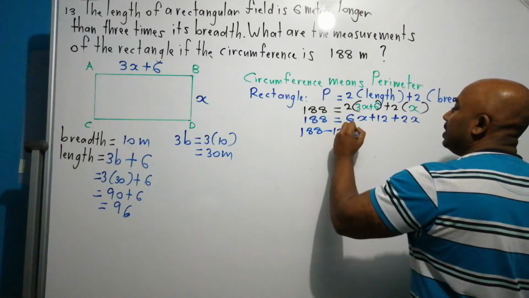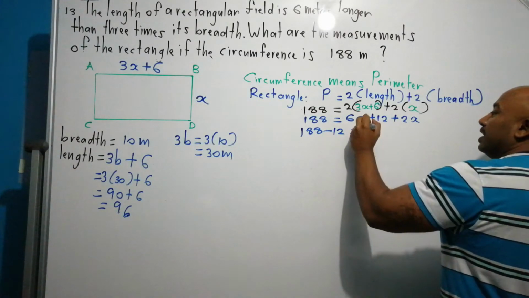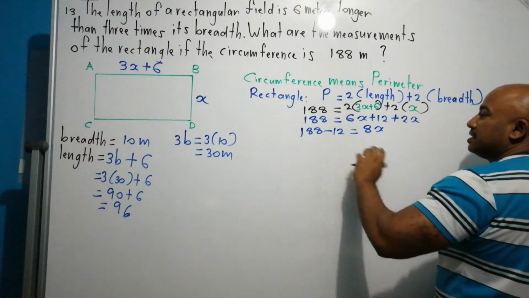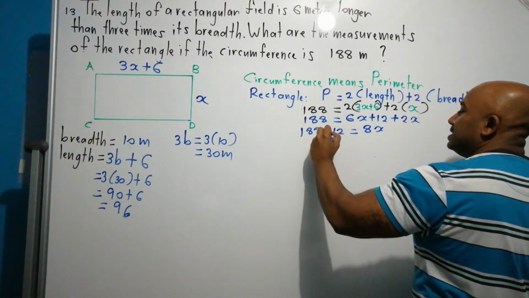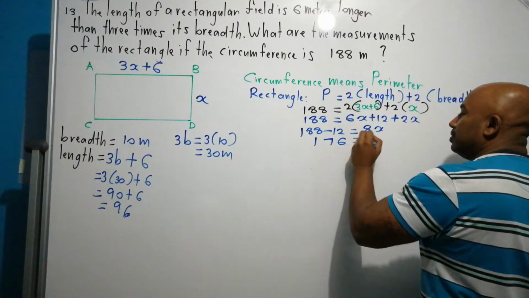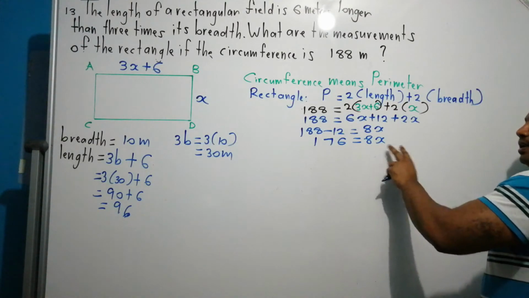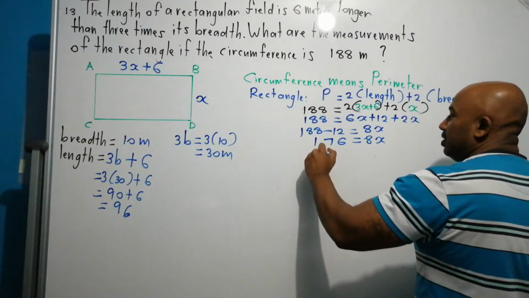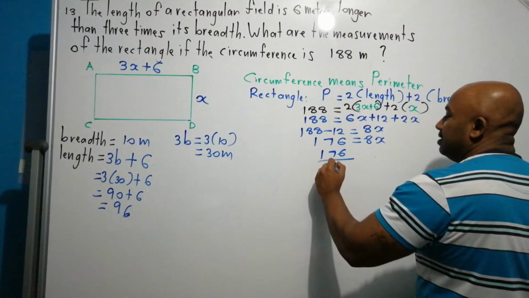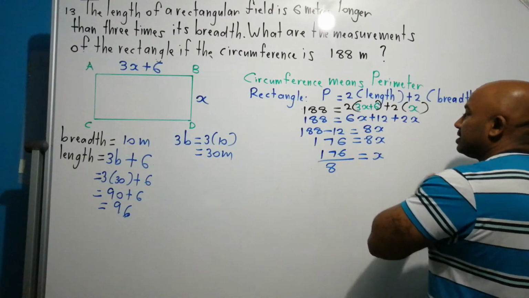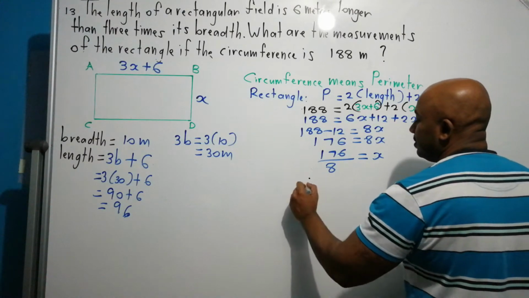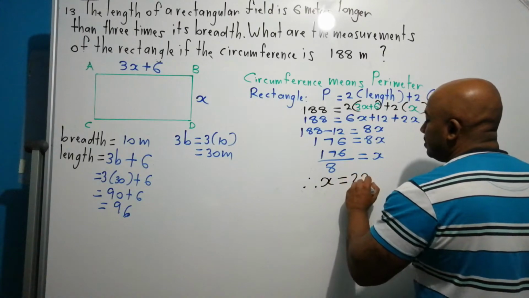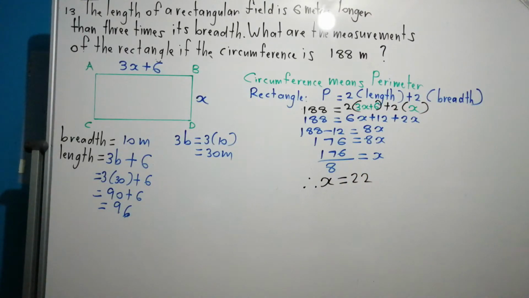So now I have 188 minus 12 is equal to 6x plus 2x, which is 8x. 188 minus 12 is 176, equal to 8x. Now all I have to do is divide by 8. 176 divided by 8 is equal to x. Therefore, x is equal to 22.